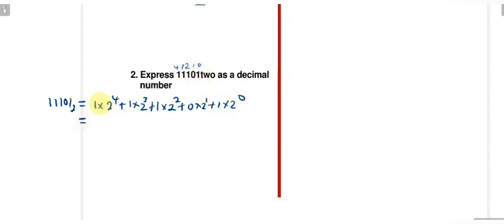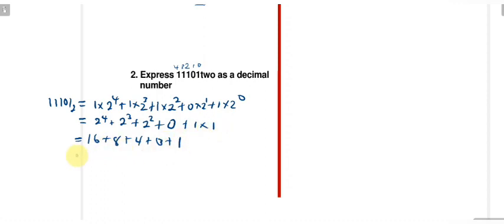So that will be equal to 1 times 2 raised to power 4, plus 1 times 2 raised to power 3, plus 1 times 2 raised to power 2, plus 0 times 2 raised to power 1, which is 0, plus 1 times 2 raised to power 0, which is 1. So this will be equal to 2 raised to power 4 is 16, plus 2 raised to power 3 is 8, plus 2 raised to power 2 is 4, plus 0, plus 1 times 1, that is 1. When we add all of this together, 16 plus 8 is 24, 24 plus 4 is 28, plus 1 is 29. So that gives us 29 base 10.